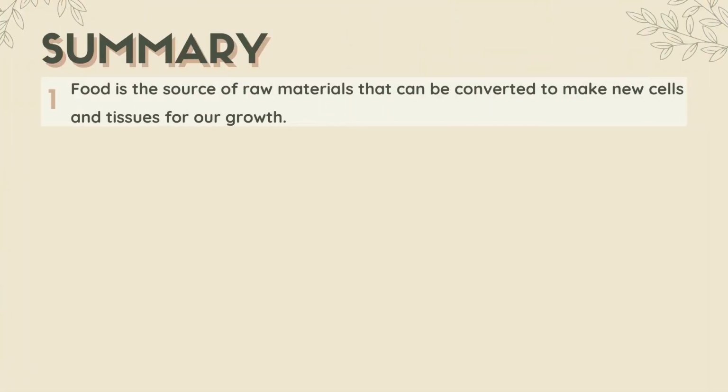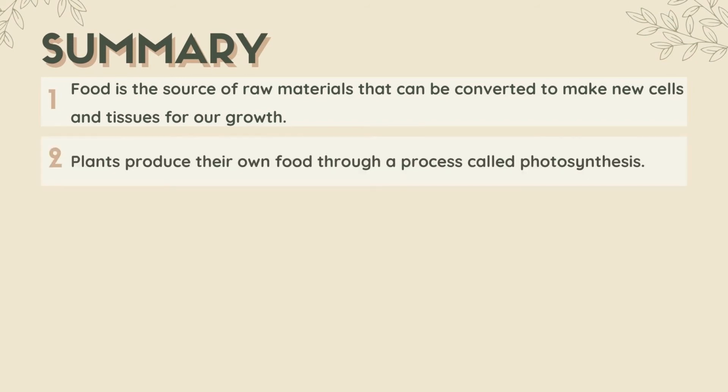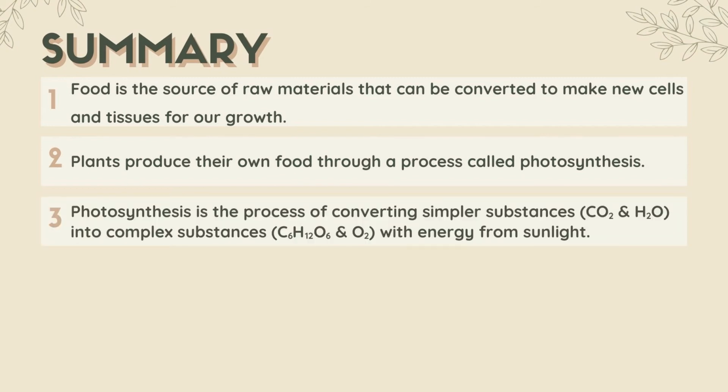Alright, before we end this session, let's conclude today's class. Food is the source of raw materials that can be converted to make new cells and tissues for our growth. Plants produce their own food through a process called photosynthesis. Photosynthesis is the process of converting simpler substances such as carbon dioxide and water into complex substances such as glucose and oxygen with energy from sunlight.